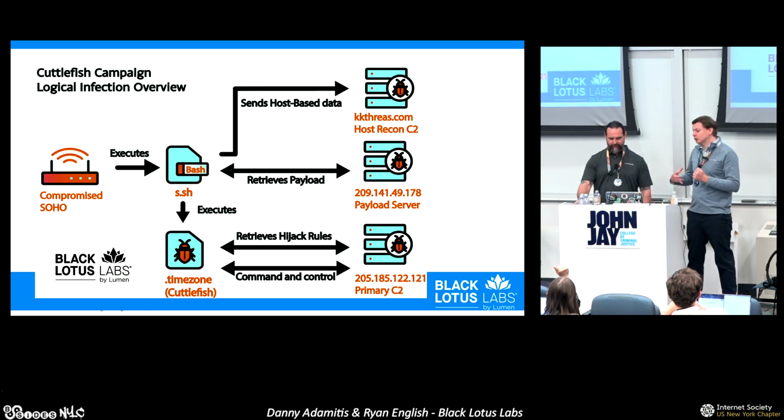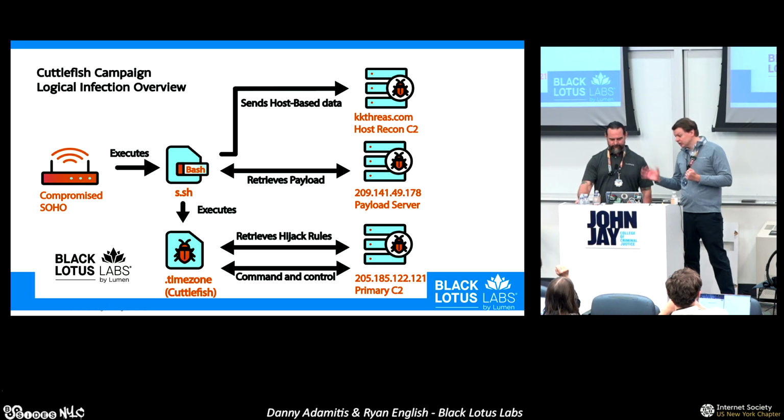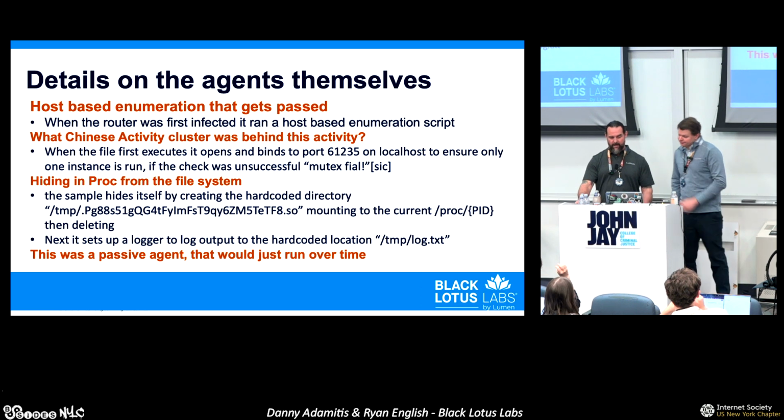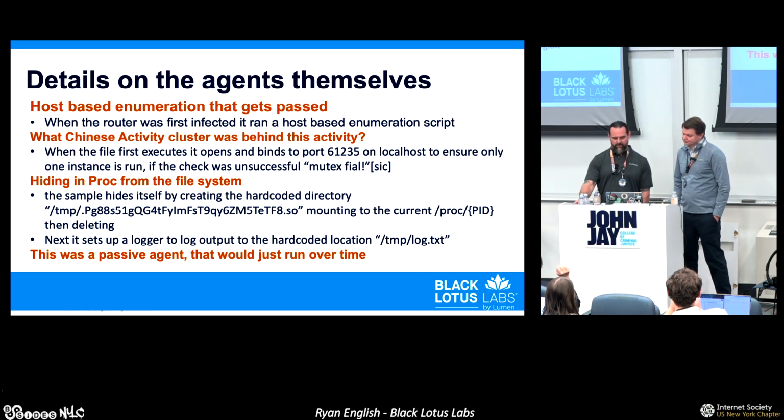Once the Cuttlefish actually established itself, it would then talk to a different server. I think it's the same one in this case. Sometimes it was different. And it would basically retrieve all the rule sets about what exactly am I supposed to hijack? What should I be looking for? What credential markers are of interest to me? And just like with HiatusRAT, you saw a lot of the host-based enumeration. And obviously, in this case, we already knew we were looking at Chinese threat activity.